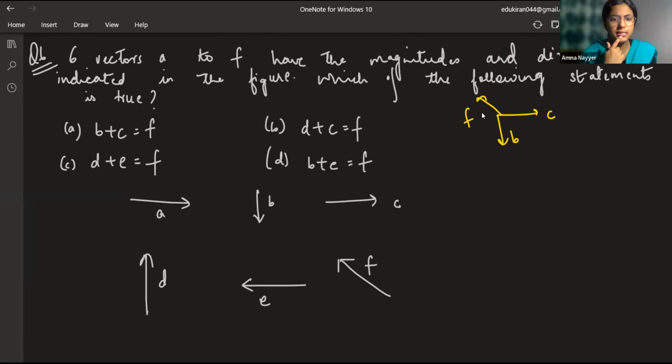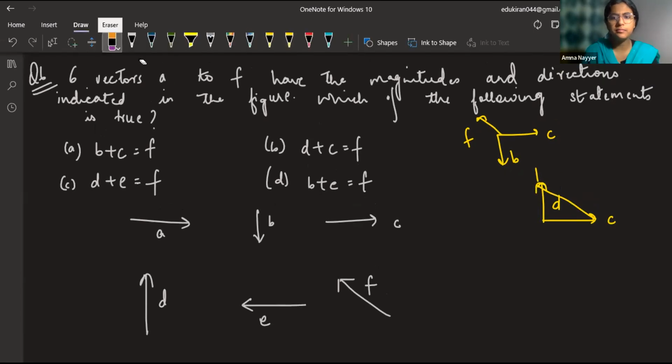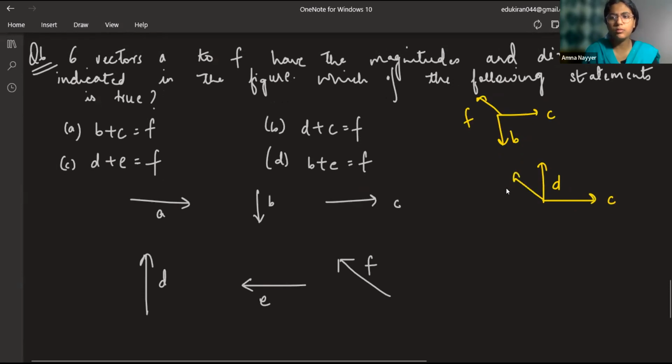Look at D plus C is F. Even if we write F like this, or even if you put it at the diagonal, this is also not correct, not satisfying the parallelogram law. D plus E as F.